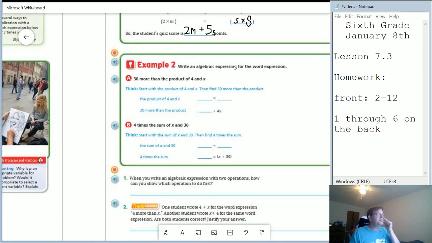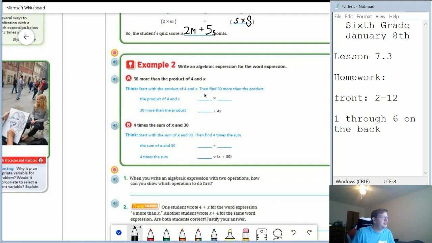Let's see. So we're going to do an algebraic expression, or we're going to write kind of what we've just been doing and relate it to the words that we have. So 30 more than the product of 4 and x. And so we have 4 times x here, and then they've represented that down there. 30 more than that, then we're going to be writing 30 plus 4x.